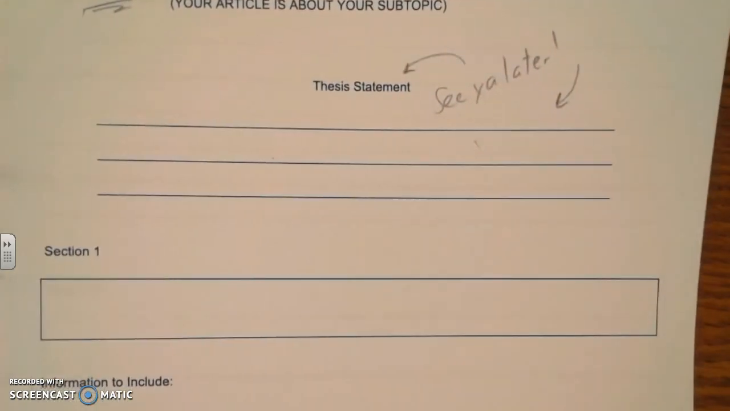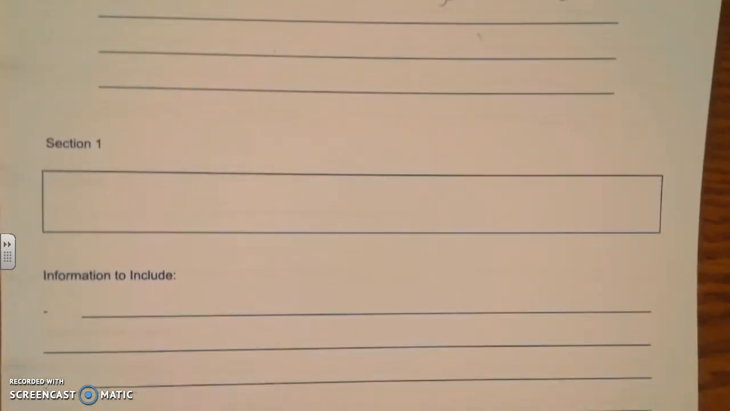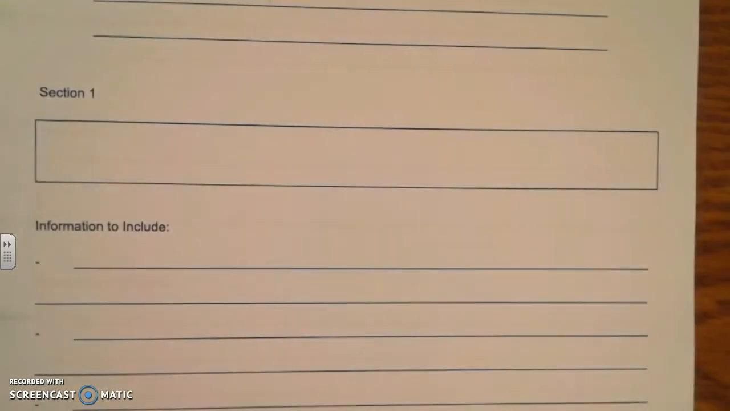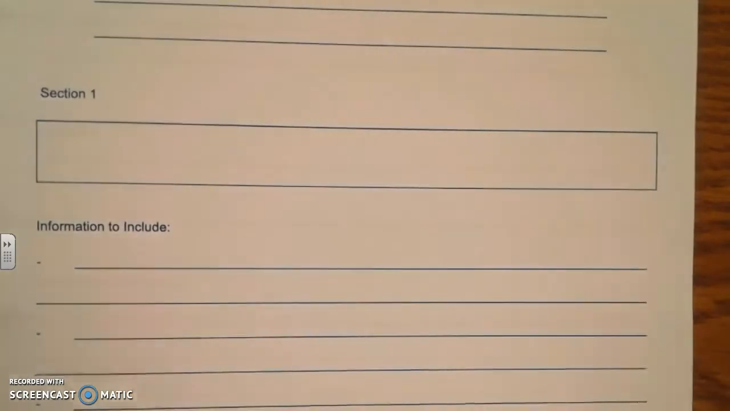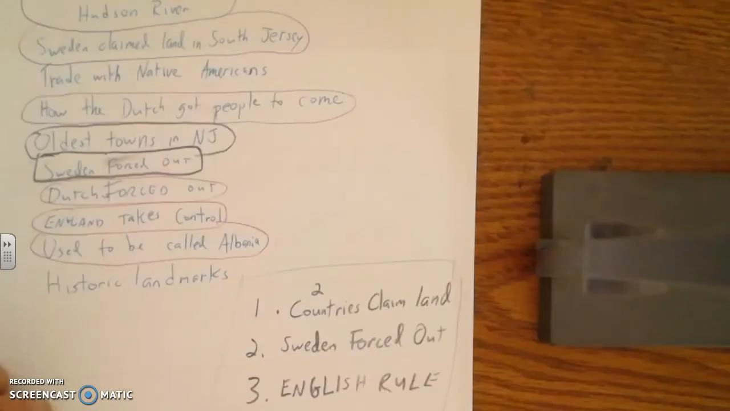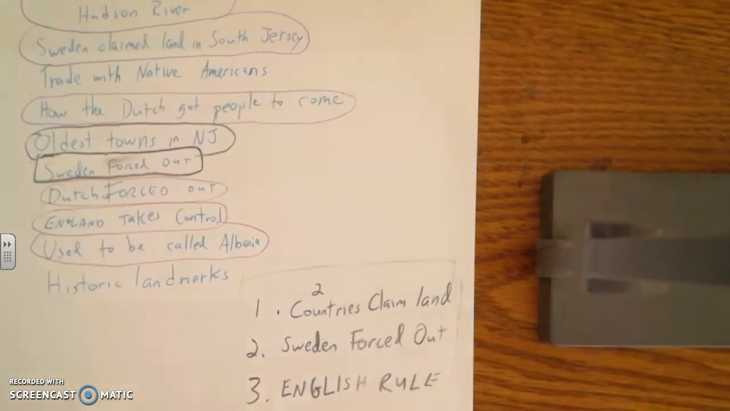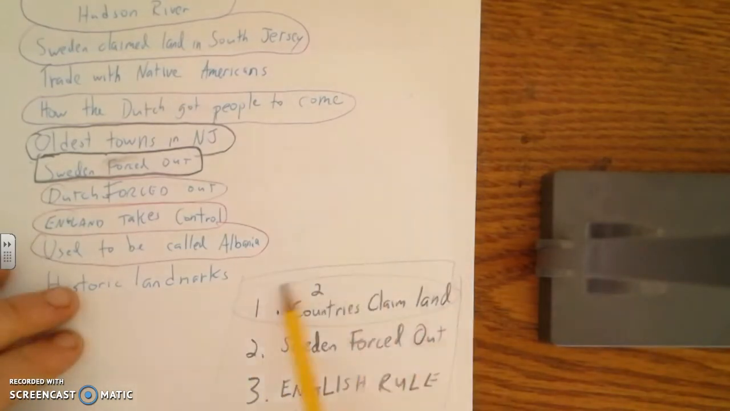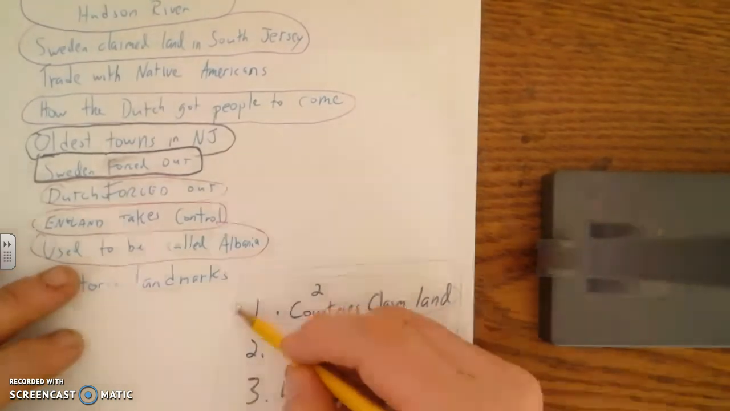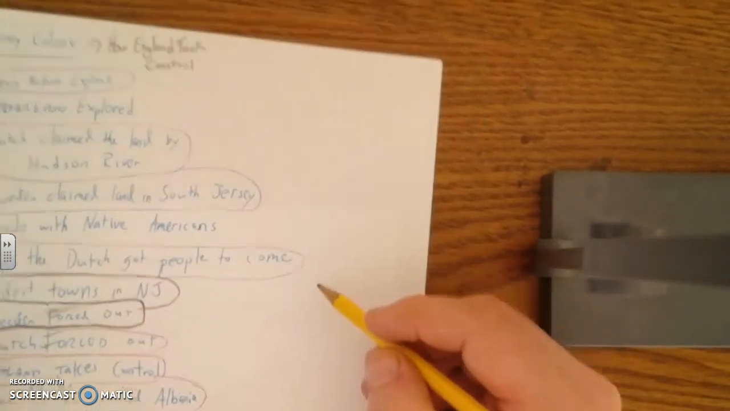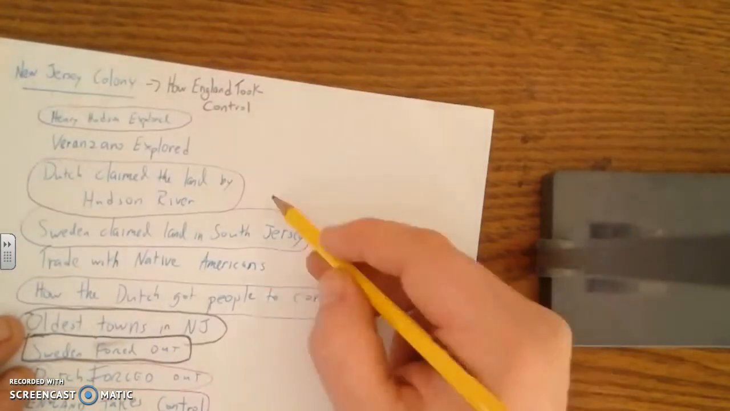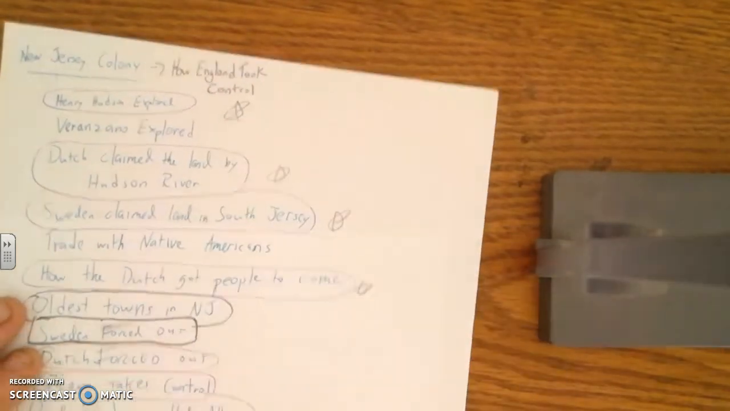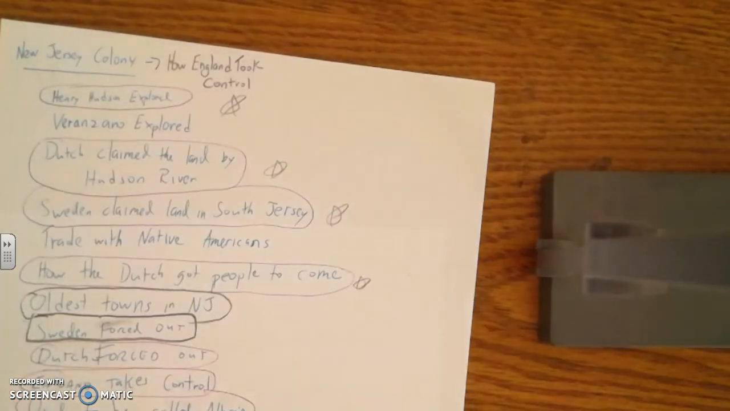What I want to do is look at the first section of my article. Now, I'll have to look at two things for this section, right? I'll have to look at this graphic organizer right here, but I'll also have to look at my notes page right here. So my first section is going to be about how two countries claimed the land initially in New Jersey, right? And I'm going to put a star next to the notes that have to do with this one. This is what I'm going to include in my article.